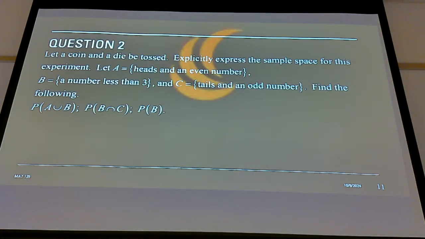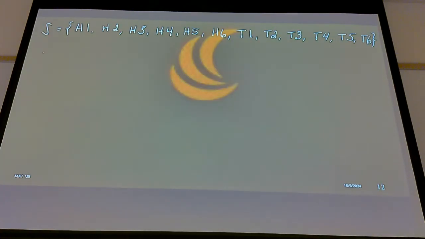A is the event that you get a heads and an even number. B is the event you get a number less than 3. C is the event you get a tails and an odd number. We're going to find 3 probabilities. First, the probability of A or B. So let's first explicitly state all 3 sets, A, B, and C.